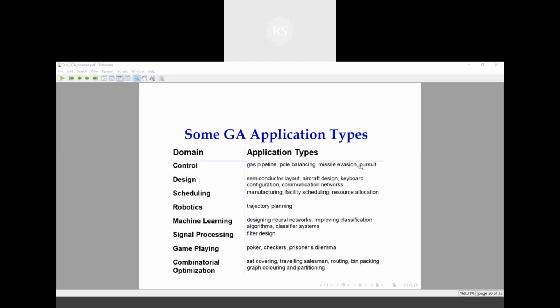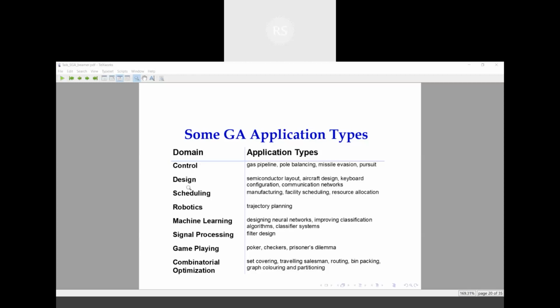So missile evasion, pursuit, design semiconductor layout. Semiconductor layout is a very, very tricky business. For example, integrated circuits have millions of transistors and there are different layers and different conditions, such as that the joining lines should not cross each other, right? So you will agree that these problems, I'll just now read the names.